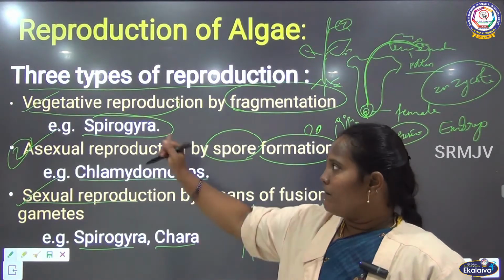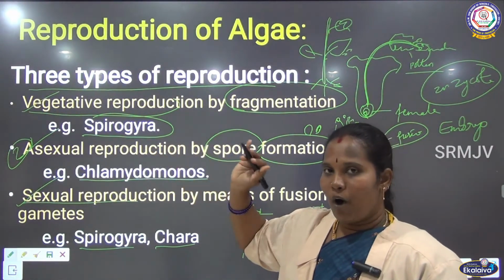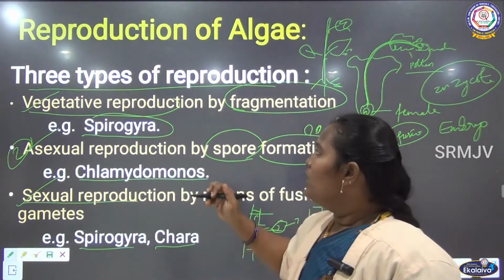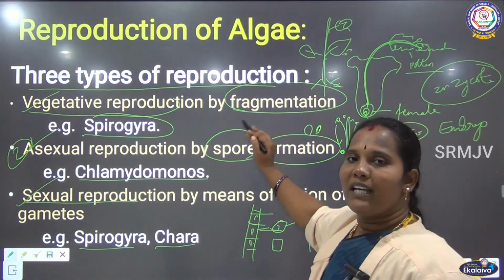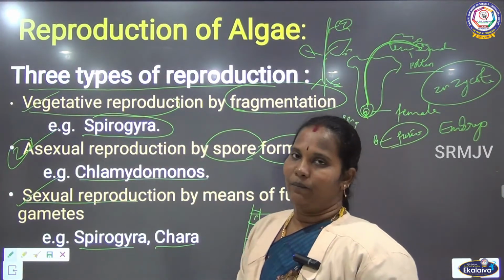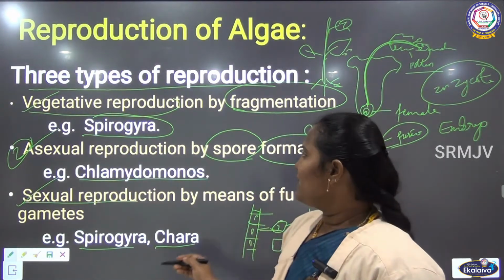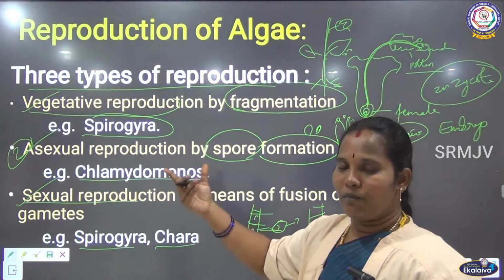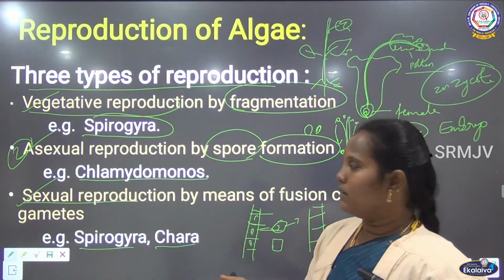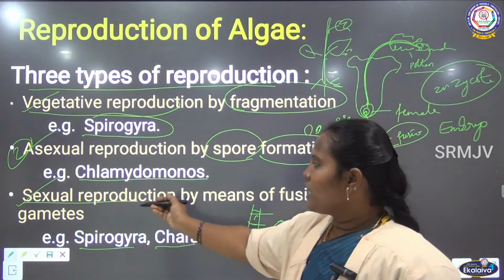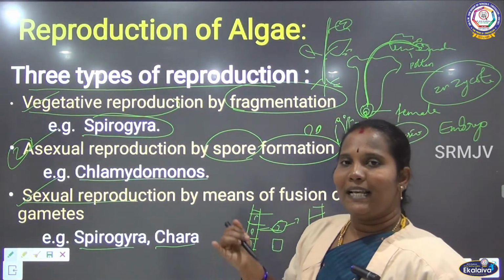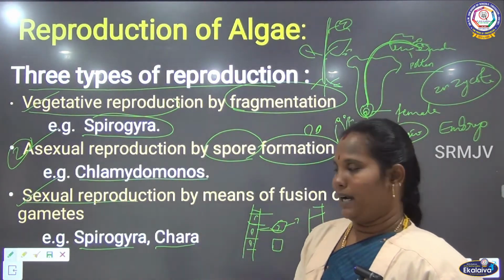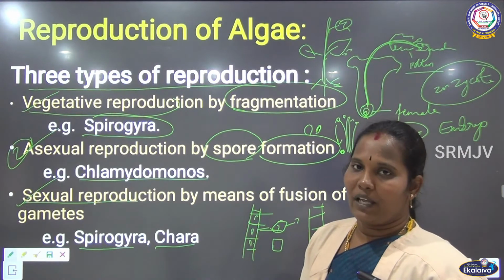So, reproduction of algae has three types. What are they? Vegetative: the body part makes one organism. The algae do the fragmentation process. Example is Spirogyra. Next, asexual: they make spores. The spores fall into the soil, and after that they make a new plant. Example, Chlamydomonas. Then sexual reproduction: as usual, male cell and female cell fuse together and make a zygote. Then the embryo makes a new plant. Examples are Spirogyra and Chara.